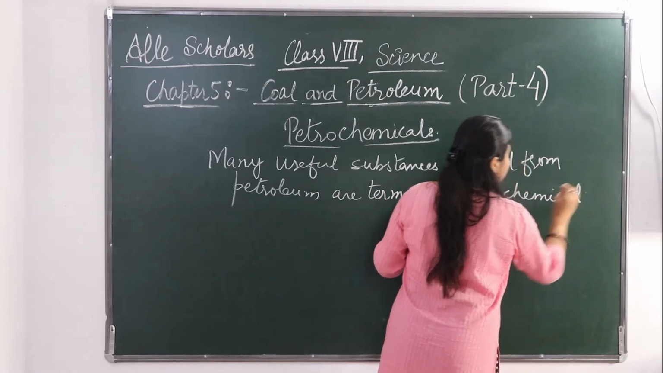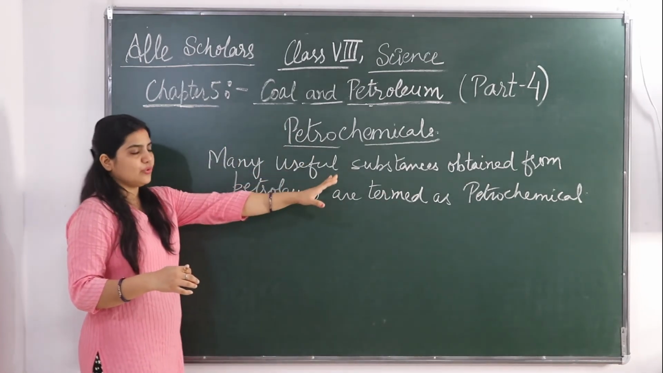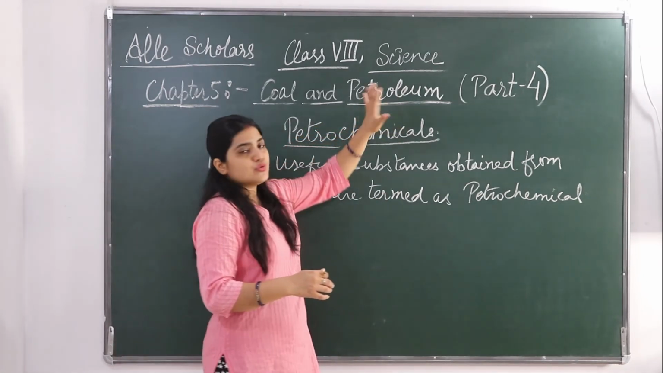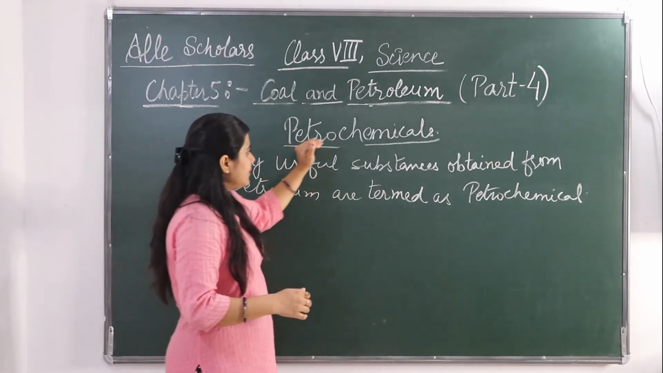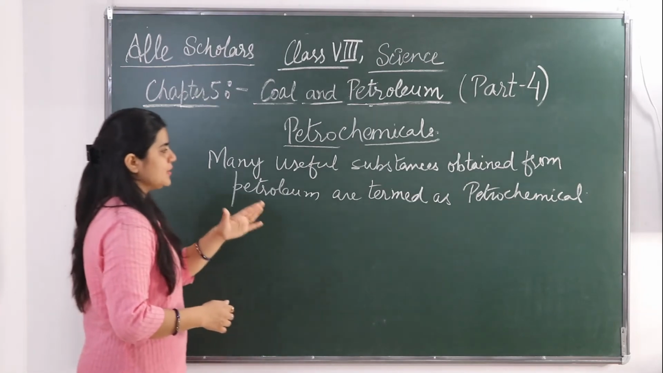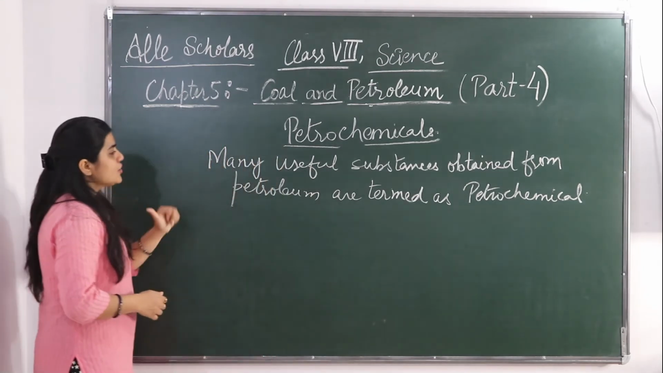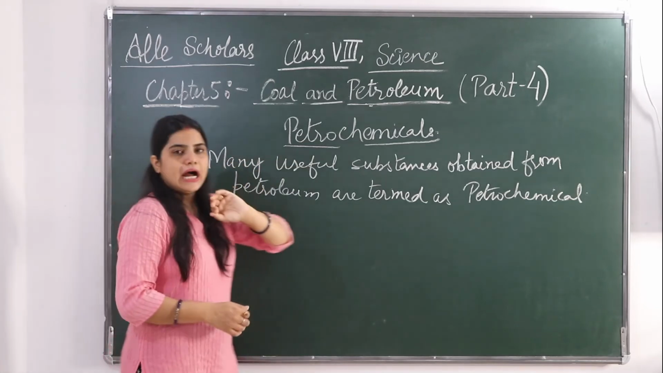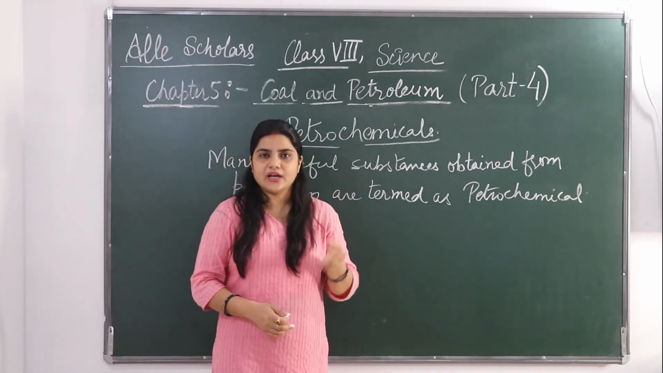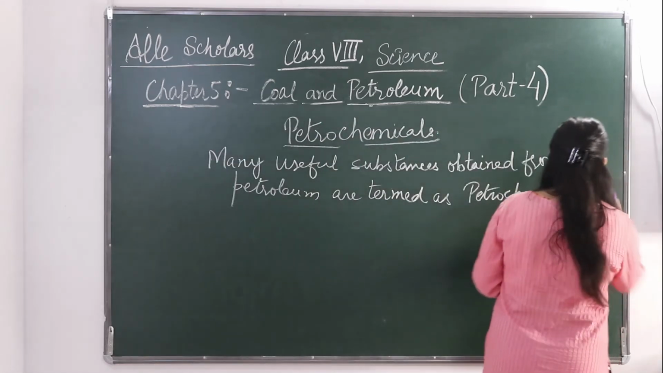Many useful substances we get from petroleum, those useful substances obtained from petroleum are termed as petrochemicals. So these petrochemicals are very useful in the manufacturing of many things. Let's see.